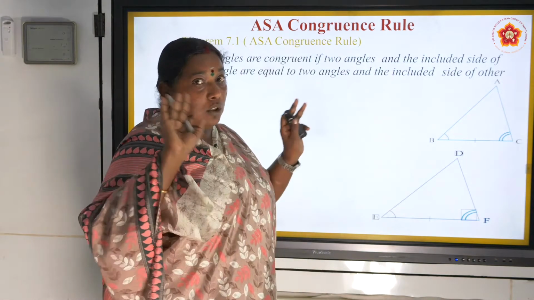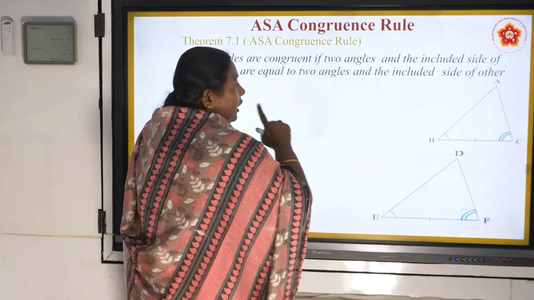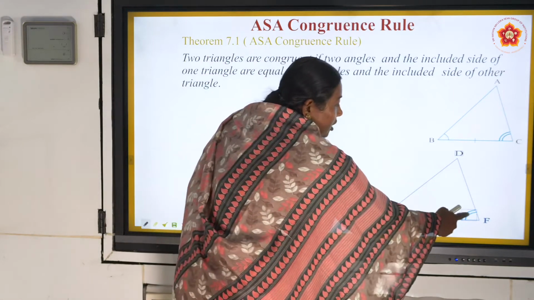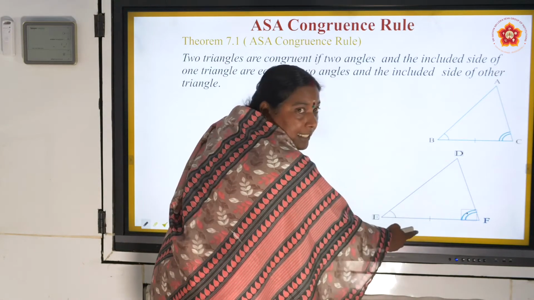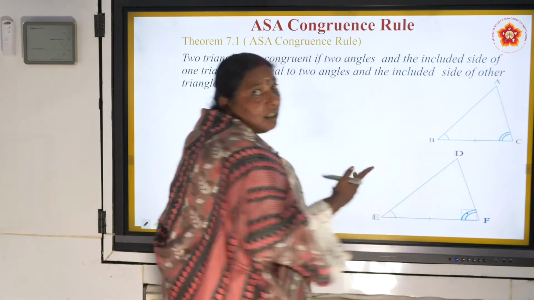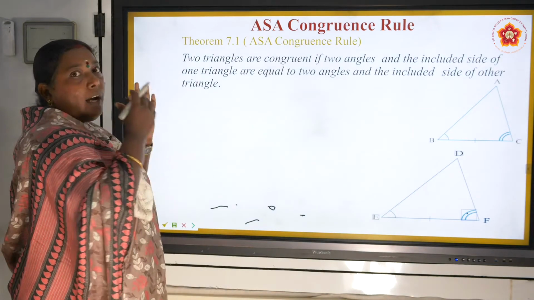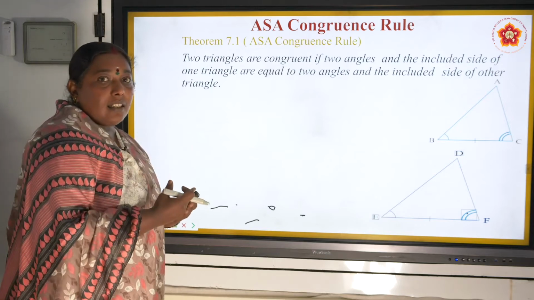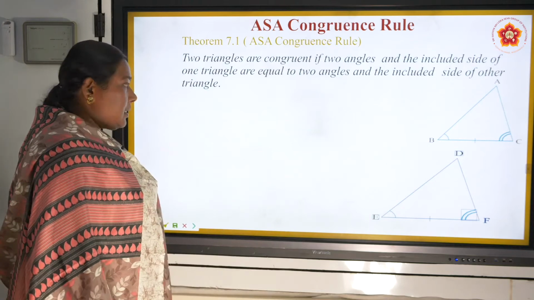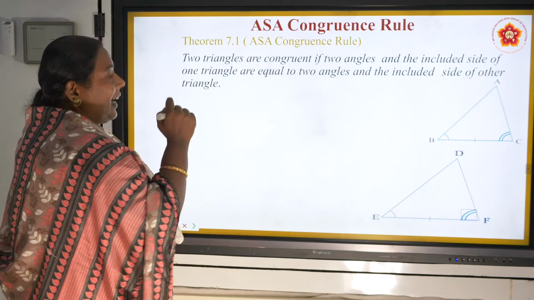Let us tell. Without looking at the theorem, looking at the diagram, let us do it. Two triangles said to be congruent if two angles and the included side of one triangle and two angles and the included side of the other triangle are equal. Correct? So whenever you are about to understand the theorem, don't look at the words, look at the diagrams. Okay? Now here what they are telling, angle, side, angle.